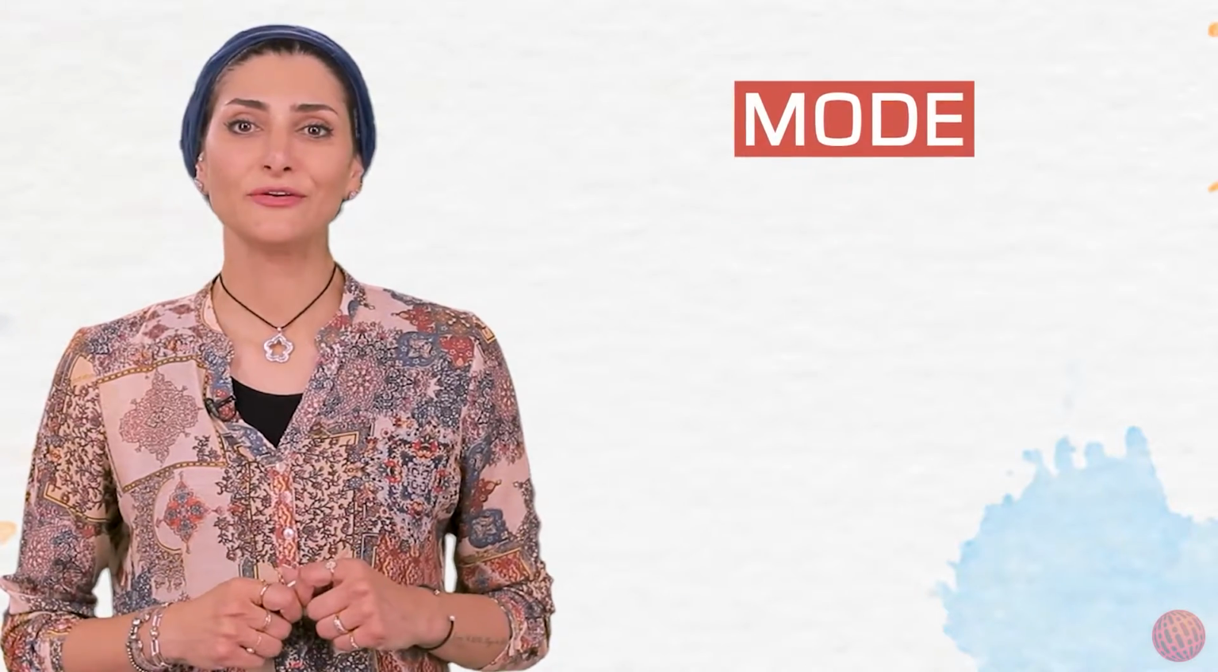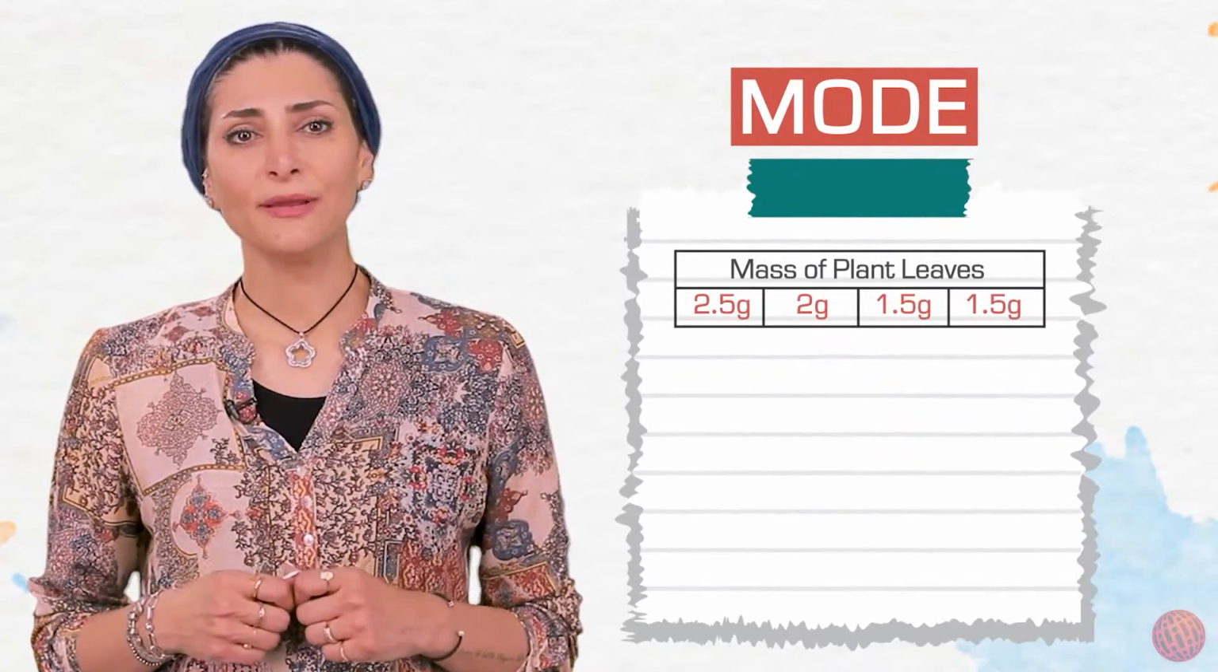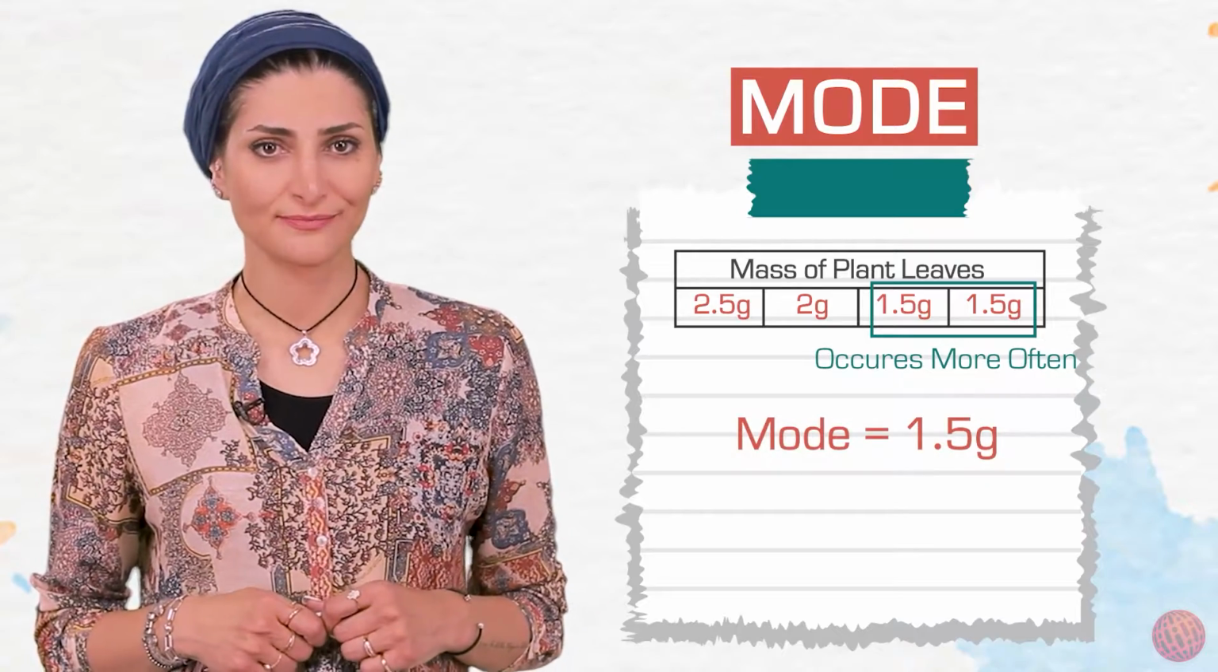Mode is another value that could be calculated, but it is rarely calculated in experiments. It is the value that occurs more often. In the previous example, it is 1.5 grams.